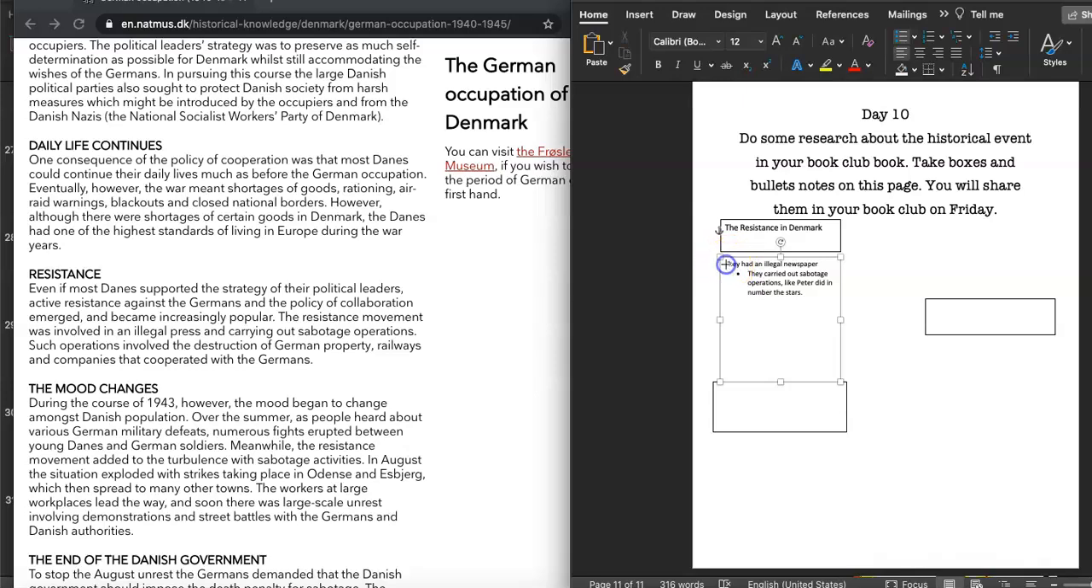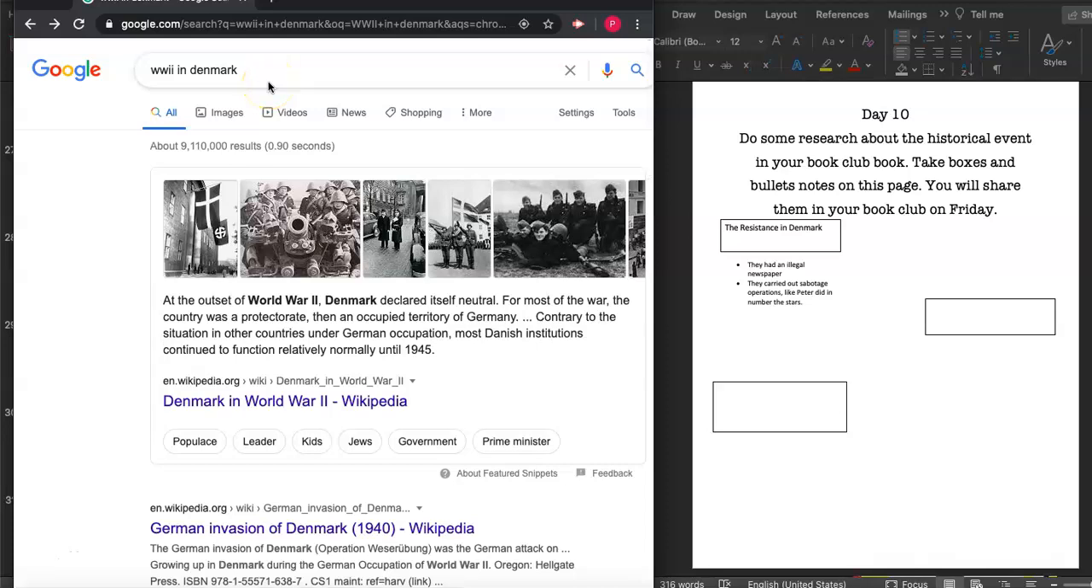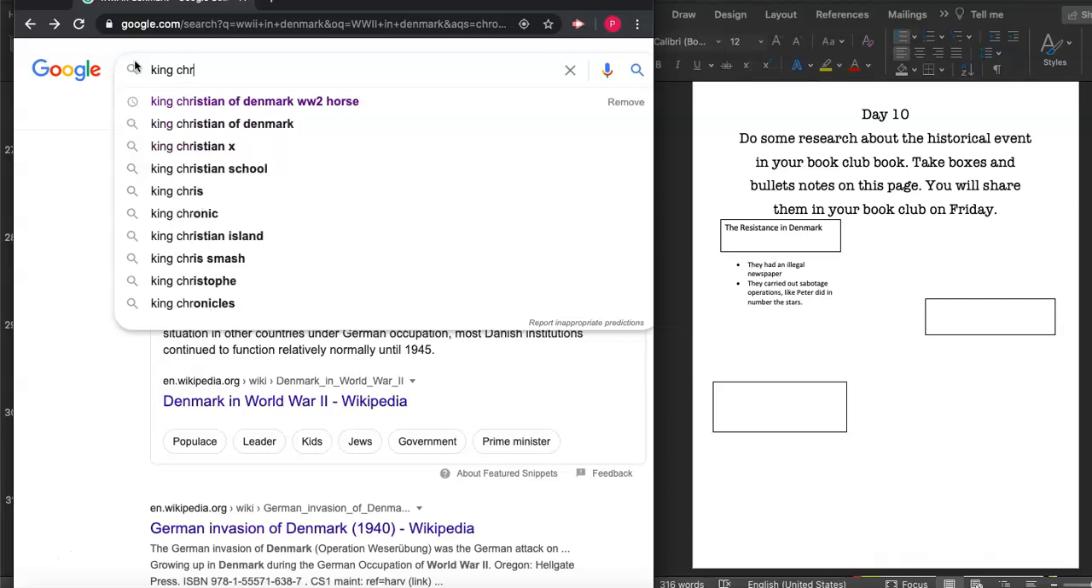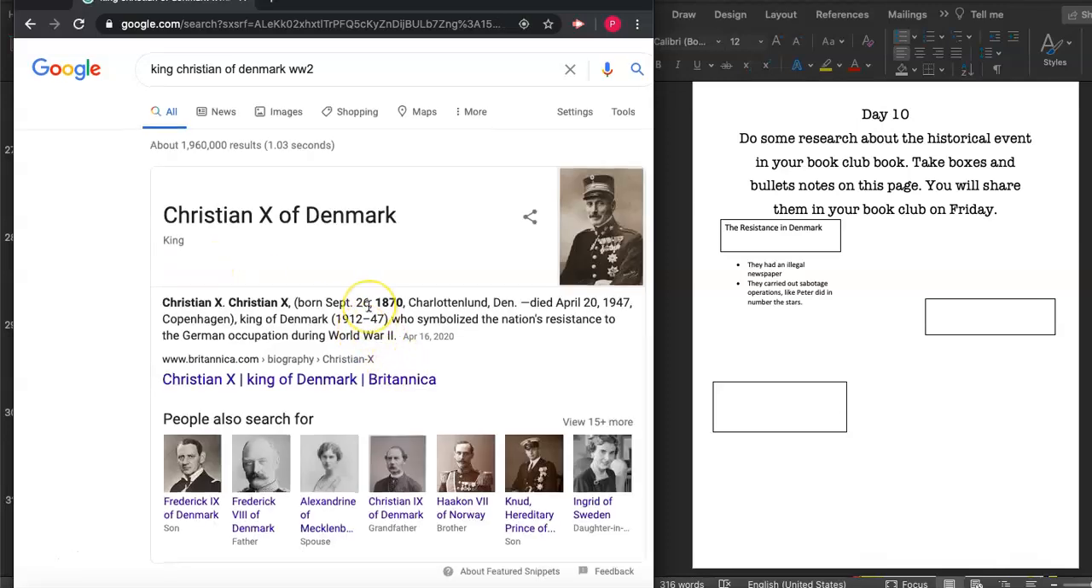And so I'm just going to take some notes as I read through. It doesn't have to be about anything super specific, just the history in your book. You can even think back to your book, like what part of it really interested you. Maybe you really remember the story of King Christian X riding through the streets on his horse. And so maybe I want to search King Christian of Denmark, World War II. There we go. Okay, and I'll search that, and I'll see if I can find some notes on that.